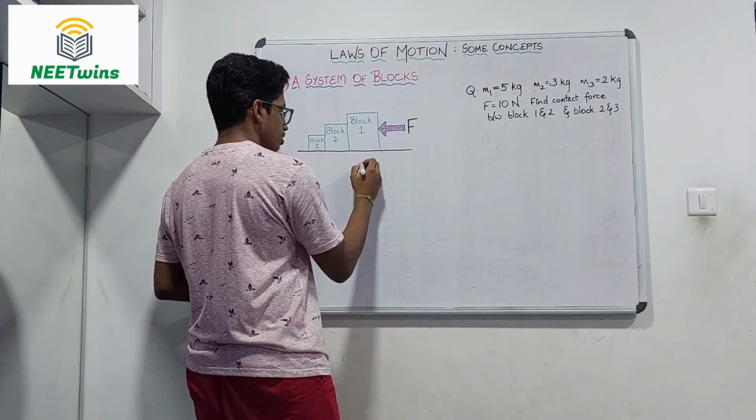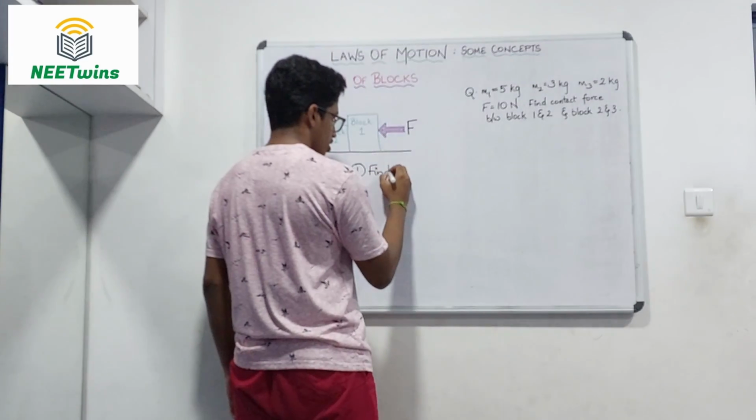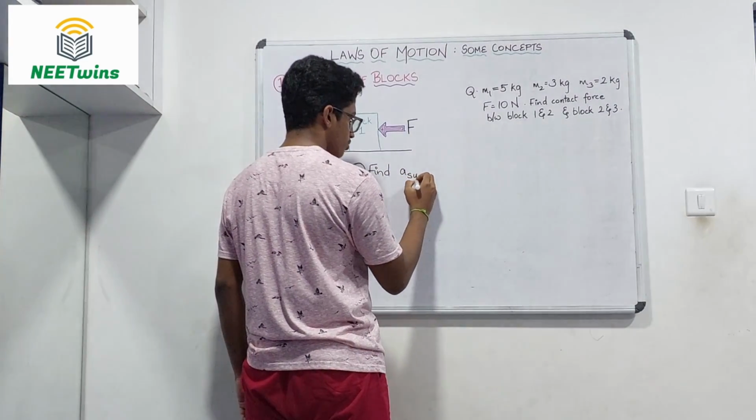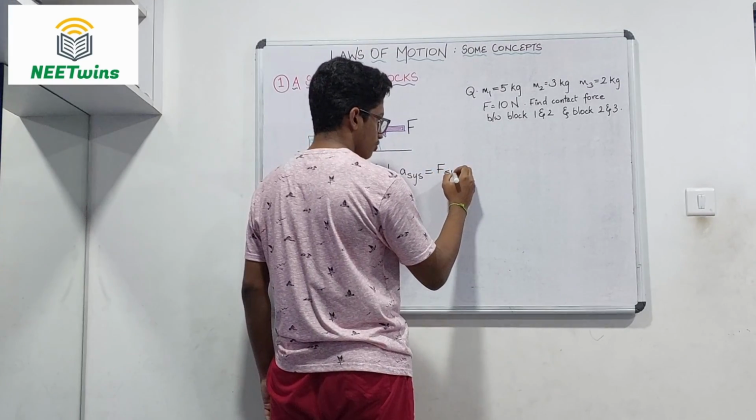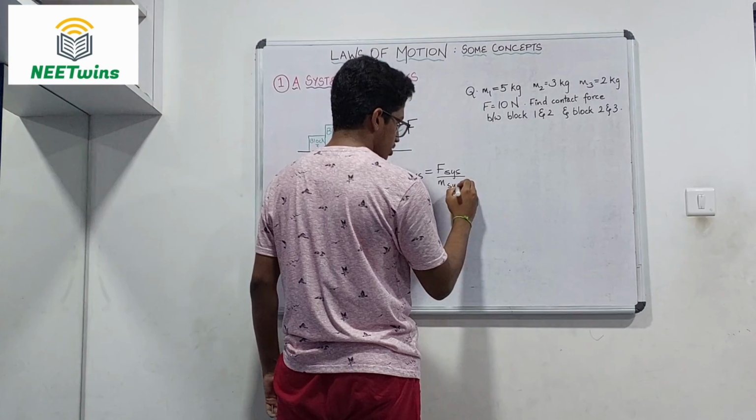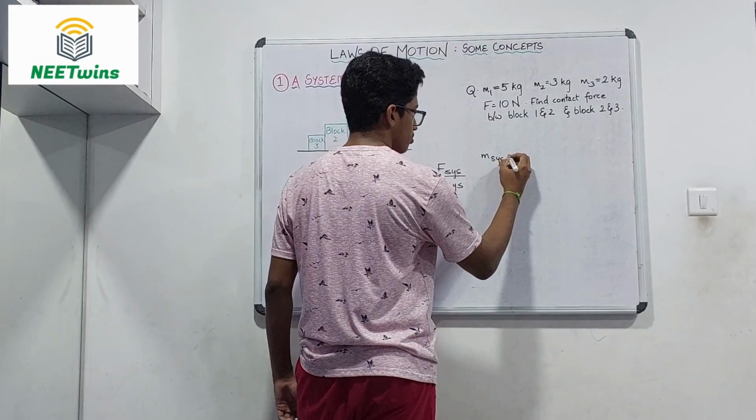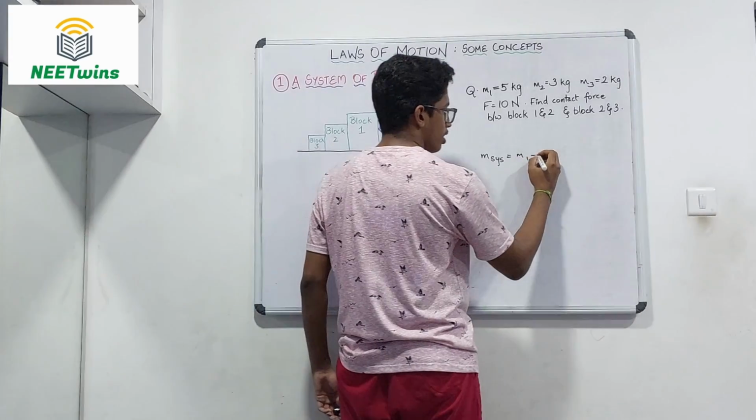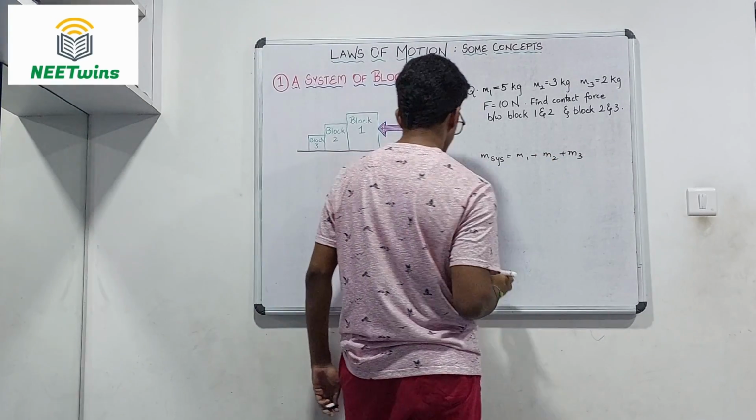The first step in this is to find the acceleration of the system. By system I refer to the system of these 3 blocks, and we can find the acceleration of the system by dividing the force acting on the system by the mass of the system itself, which is equal to the sum of the masses of the 3 blocks. So mass of the system is equal to m1 plus m2 plus m3.